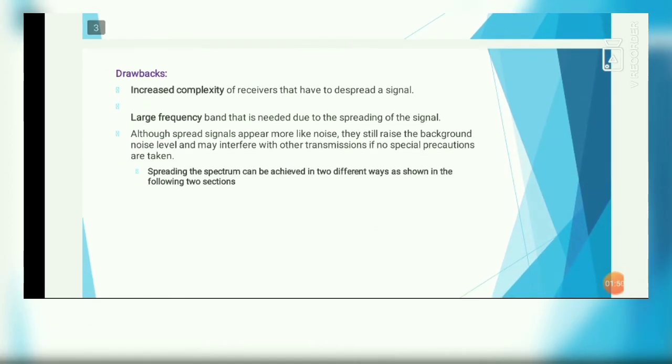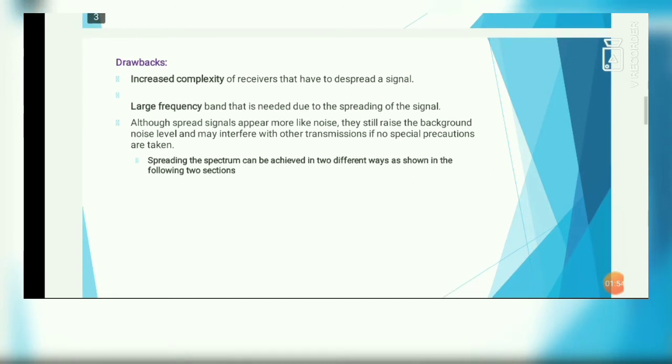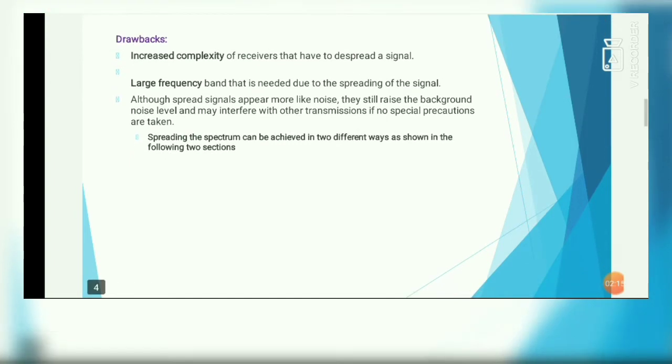Drawbacks. There are some drawbacks: increased complexity of the receivers that have to despread the signal, and a large frequency band that is needed due to the spreading of the signal. Although the spread signals appear more like noise, they still raise the background noise level and may interfere with other transmissions if no special precautions are taken. Spreading the spectrum can be achieved in two different ways, as shown in the following sections.